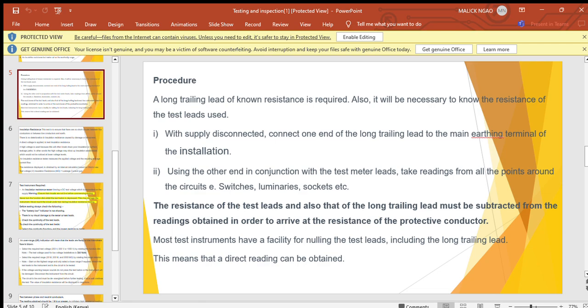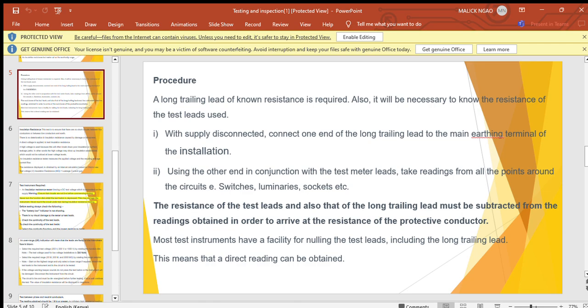The second procedure, using the other end in conjunction with the test meter lead, take readings from all the points around the circuit, that is switches or sockets or any other accessories that you've installed. That's how you carry out the resistance test. And again, the main point, the resistance of the test leads and also that of the long trailing lead must be subtracted from the reading obtained in order to arrive at the resistance of the protective conductor.